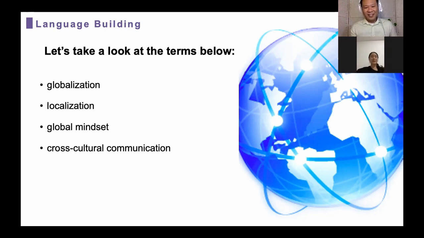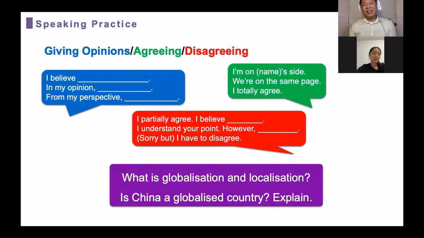Okay, I got it. More like going into the other city, and more like local things. Yes, exactly. Now, what is globalization and localization? I have already explained what is localization based on your understanding. What is globalization and localization? And you might also as well answer this question: is China a globalized country?